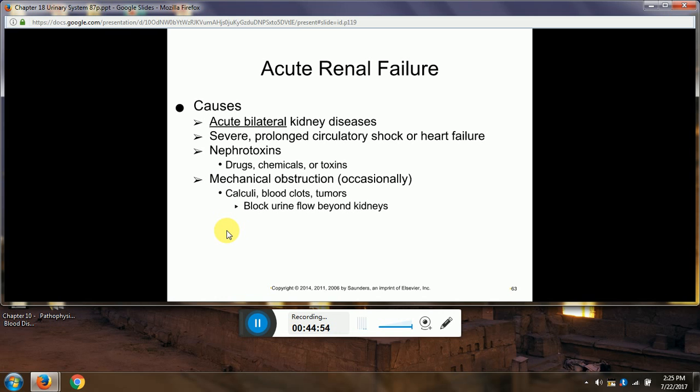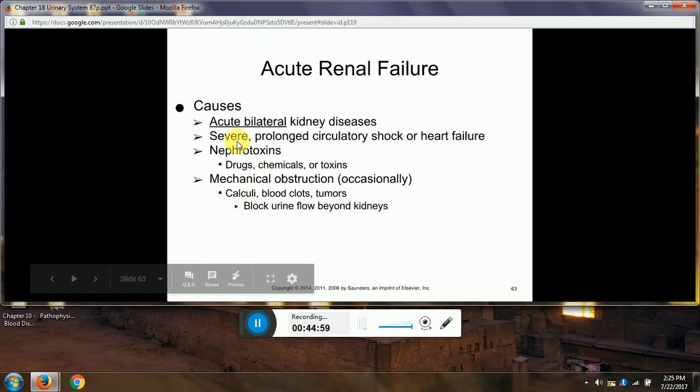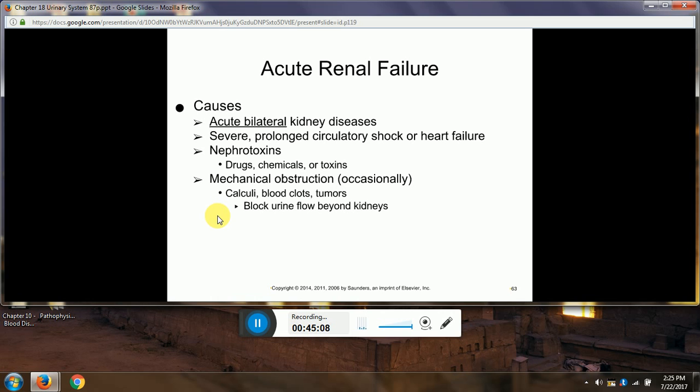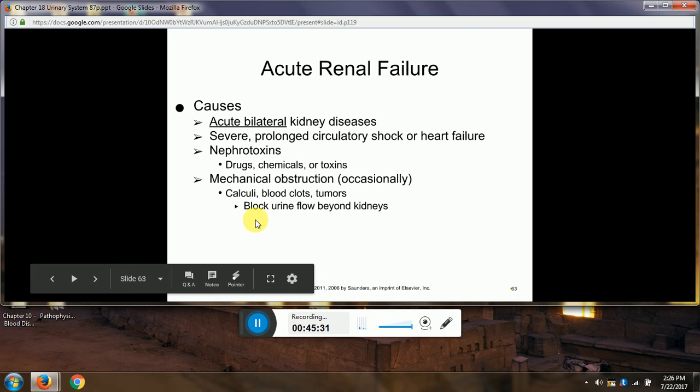So first of all, we're going to talk about acute renal failure. The cause is acute bilateral kidney disease. Remember that we have lots of reserve kidney tissue, so we can survive with a quarter of a kidney. So unless there is bilateral kidney disease, the patient will not go into acute renal failure. It could be due to severe, prolonged circulatory shock or heart failure. It could be caused by nephrotoxins like certain drugs or chemicals. It could be caused by mechanical obstruction, stones or blood clots or tumors blocking urine flow beyond the kidneys.